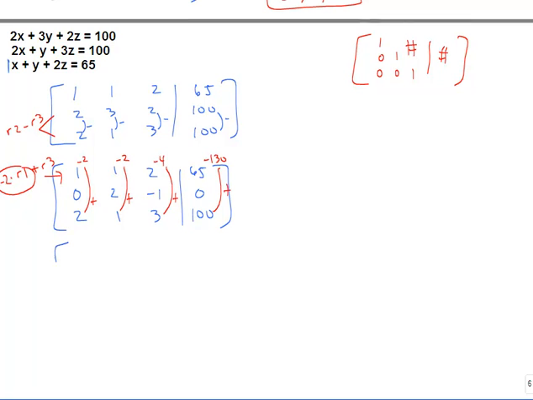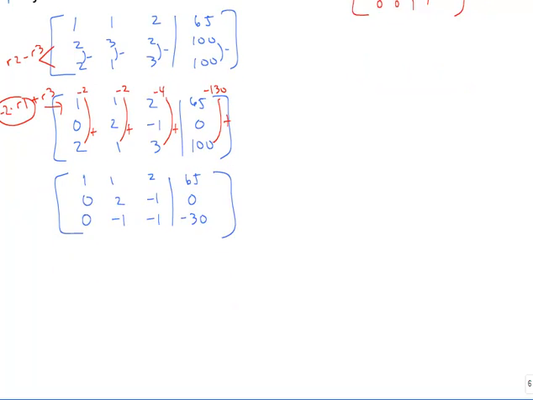So our new matrix, leave the top row the same because it has the 1 that we want to keep. Leave the middle row the same because it has the 0 that we want to keep. And now if we add down, -2 plus 2 is 0. -2 plus 1 is -1. -4 plus 3 is -1. And -130 plus 100 is -30. So we got our 1, 0, 0.